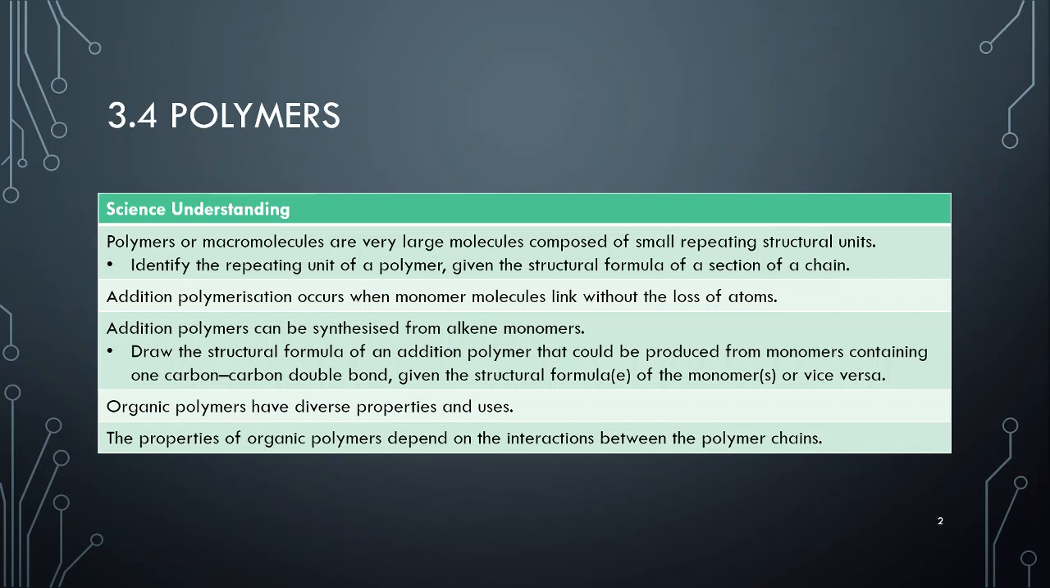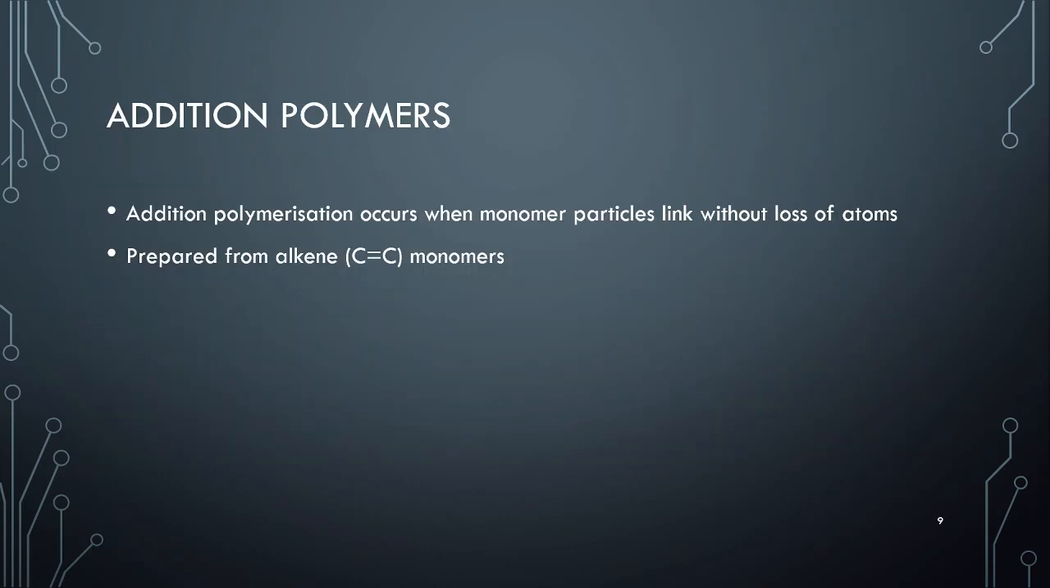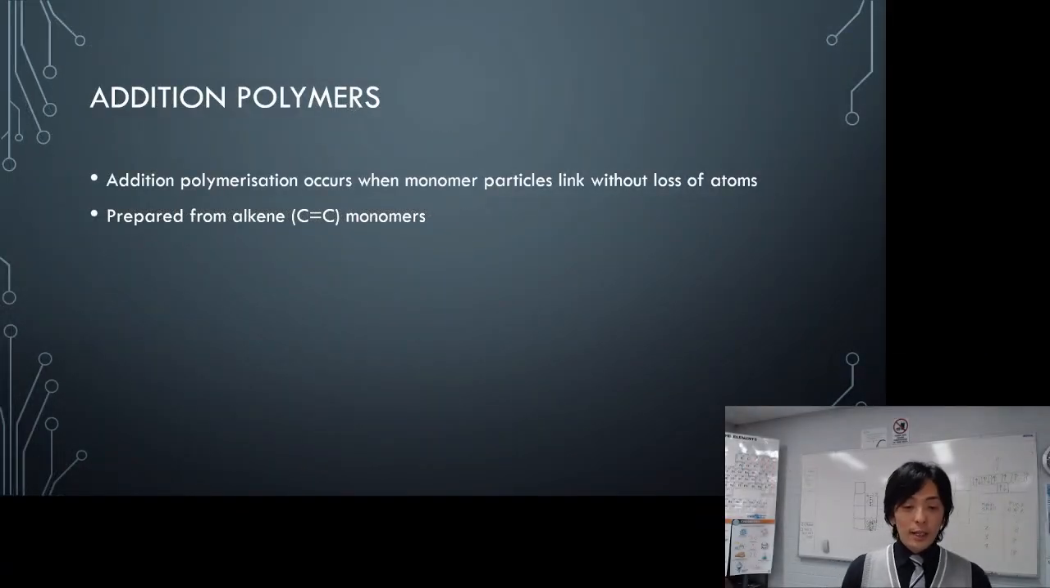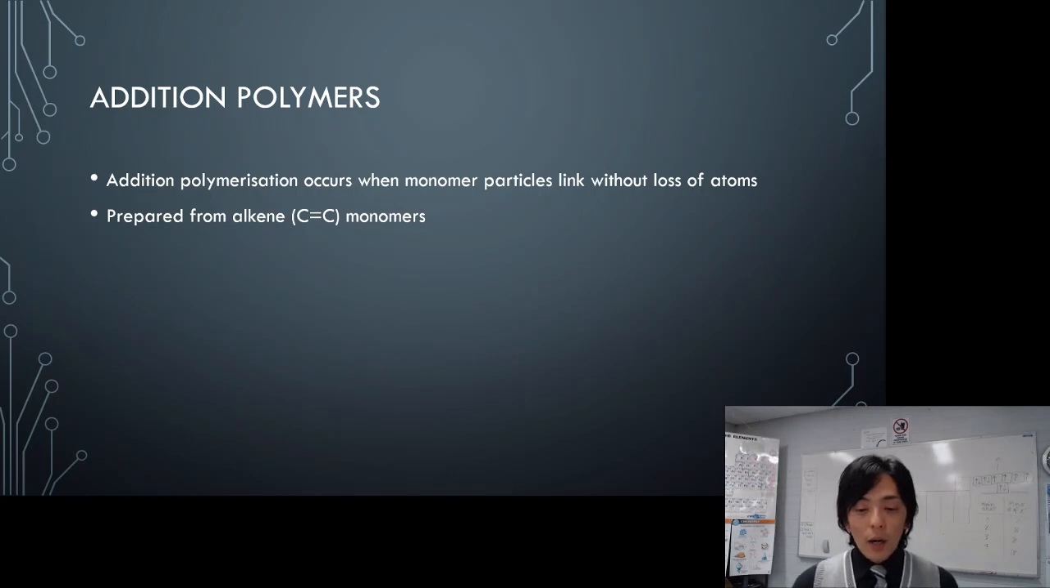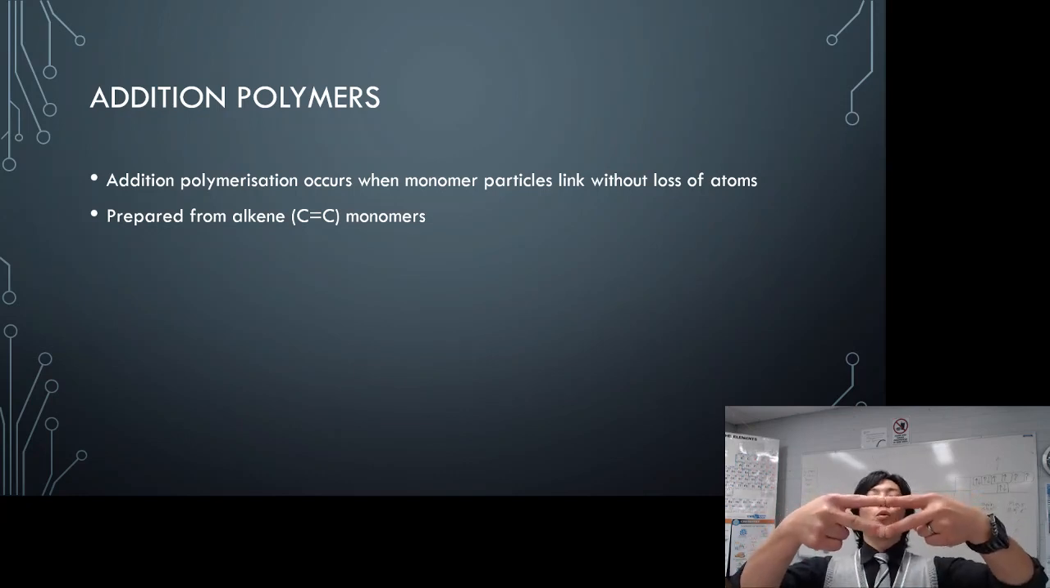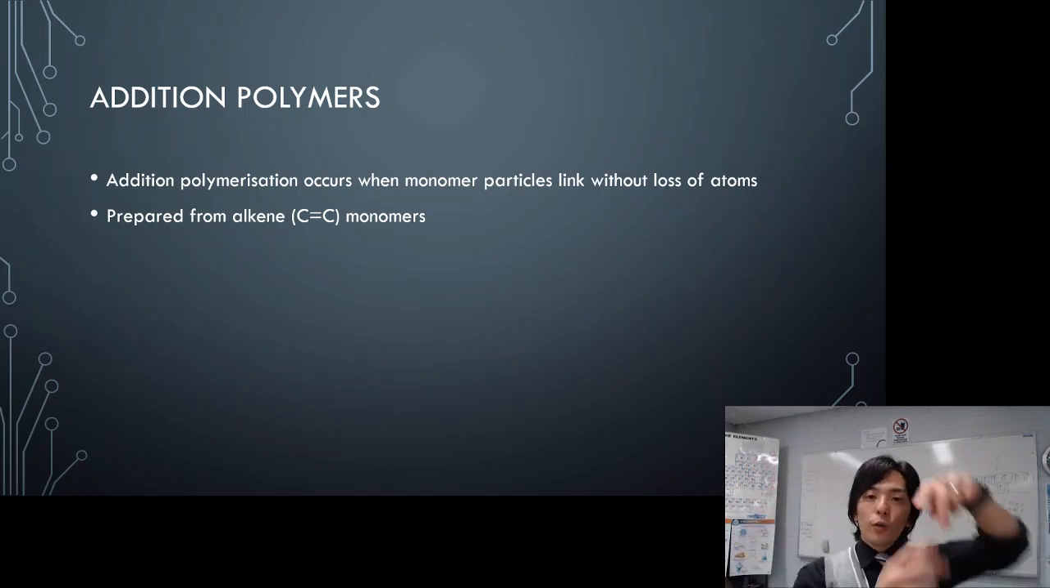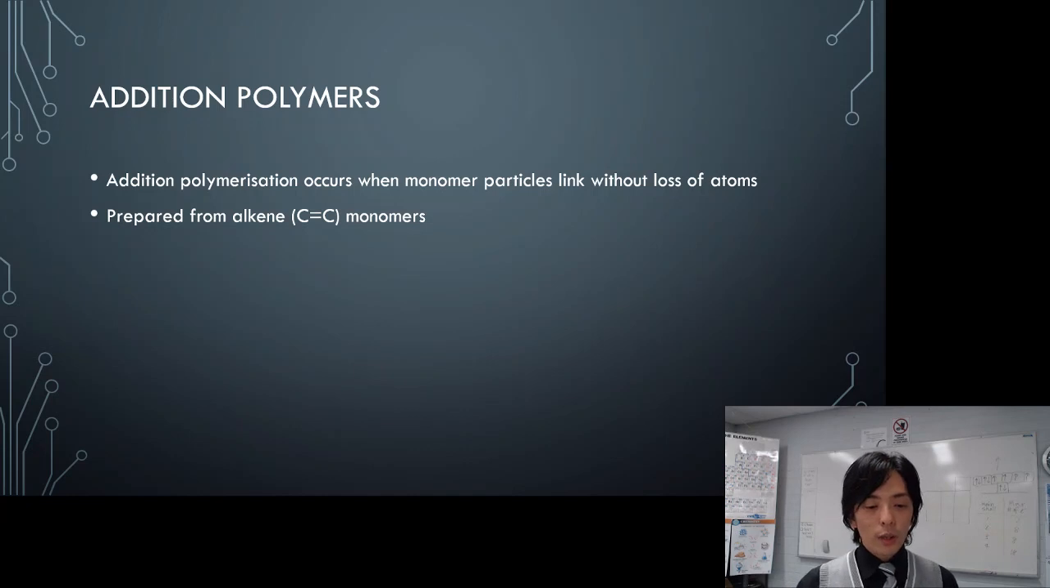We are looking at this slide, which is slide 9, addition polymers. Alright, so addition polymerization occurs when monomer particles link without a loss of any atoms. So that's the definition. And prepared from alkene monomers. So if you want to do addition, the monomer has to have the carbon with double bond, and one of them will break to grab onto another monomer next to it.